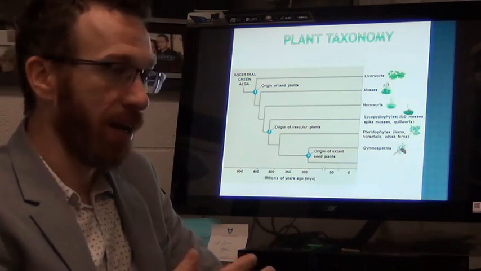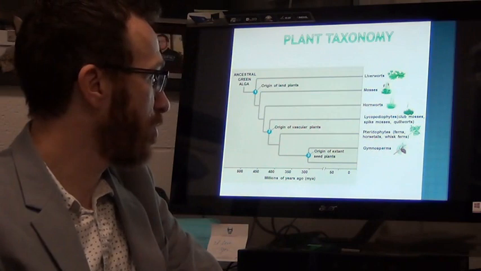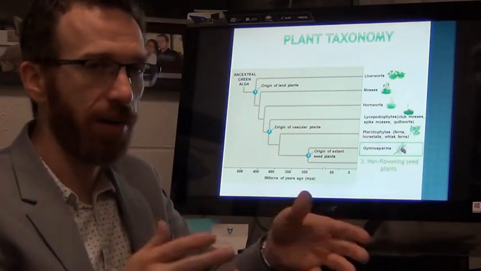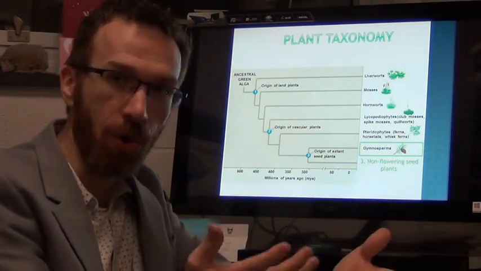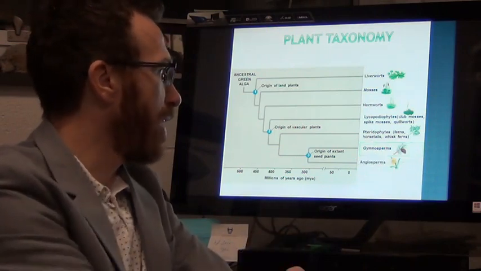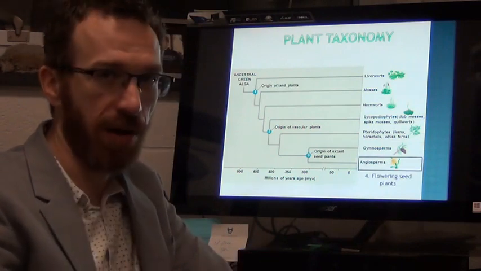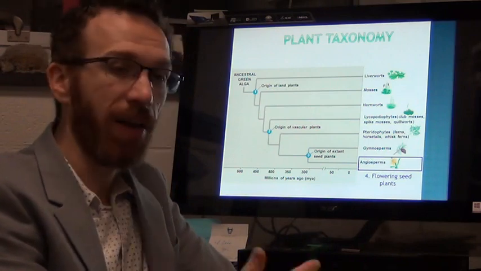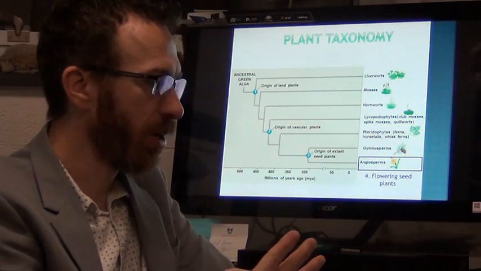And then, second to last, we have the gymnosperms. These are the sister to the next group we're talking about, the angiosperms. The gymnosperms are the non-flowering seed plants. So they have seeds, but they don't have flowers. They have cones instead, right? And then the angiosperms are going to be our most derived plant group, our most advanced plant group. These are called flowering seed plants. So these are our four main groups.